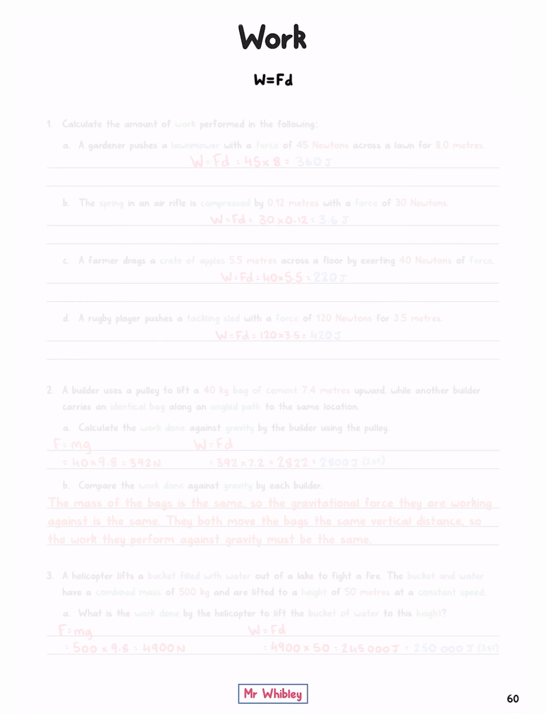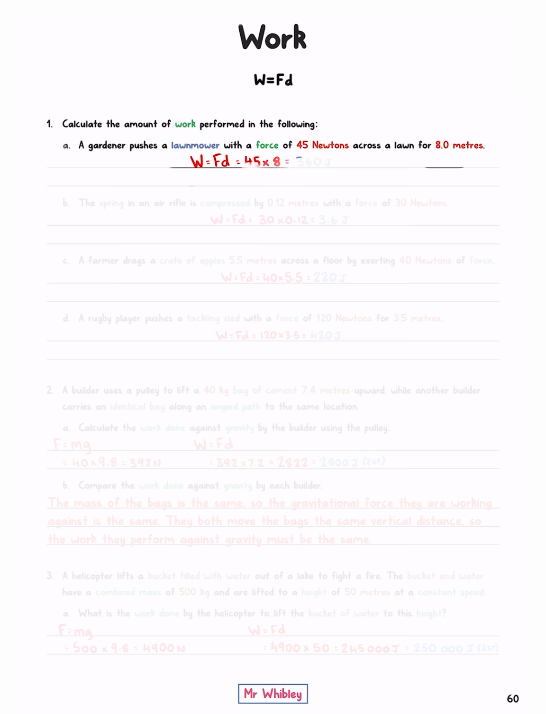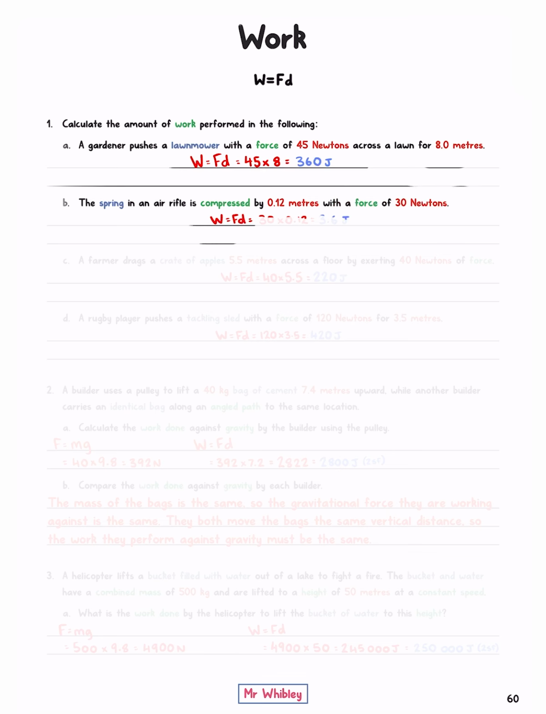Work. Question 1. Calculate the amount of work performed in the following. A gardener pushes a lawnmower with a force of 45 newtons across a lawn for 8 meters. Knowing that work is force times distance, and having both of these quantities, we get 360 joules. The spring in an air rifle is compressed by 0.12 meters with a force of 30 newtons. Once again, using that work is equal to force times distance, knowing both of these quantities, gives us 3.6 joules.